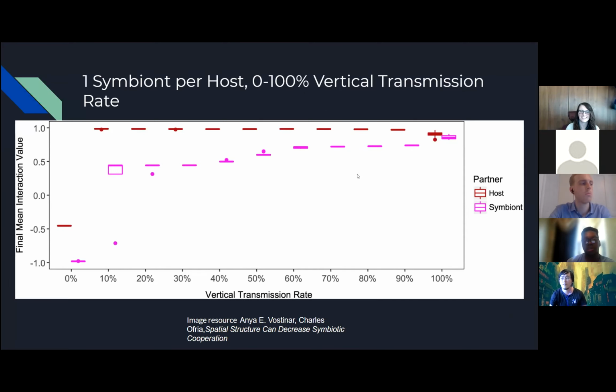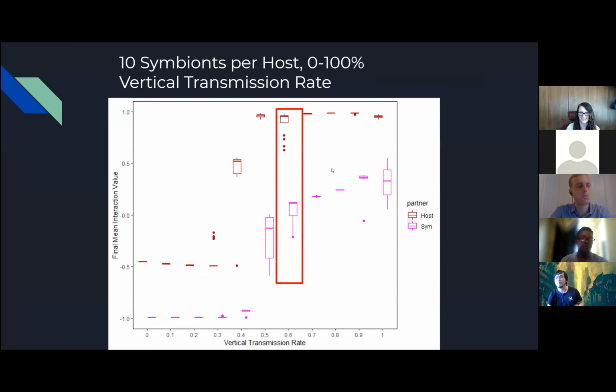So we were interested to see if this relationship would persist as we added symbionts to the host. In our first run, we have 10 symbionts per host, and we're still showing from 0 to 100% vertical transmission rate. We can see that from about 0 to 0.4 vertical transmission rate, the hosts and the symbionts are parasitic. And we were interested in why this was happening.